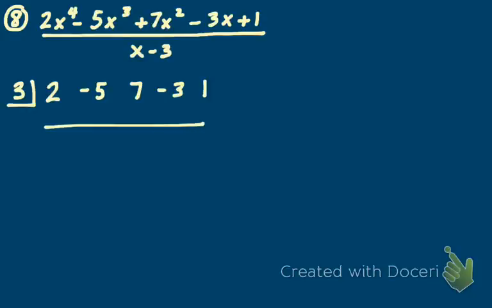So then I put my bar across, bring the 2 down, and multiply down, bring the result up, and add. Multiply down, bring the result up, and add. Multiply down, bring the result up, and add. I'm sorry, that is not -27. Try that again. That's 27. Multiply down, bring the result up, and add.